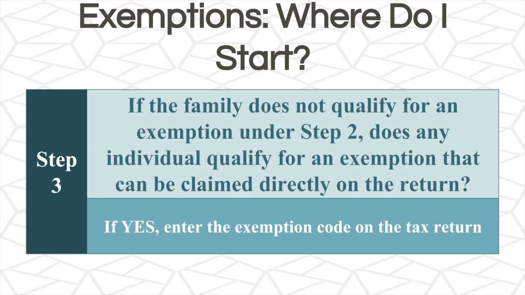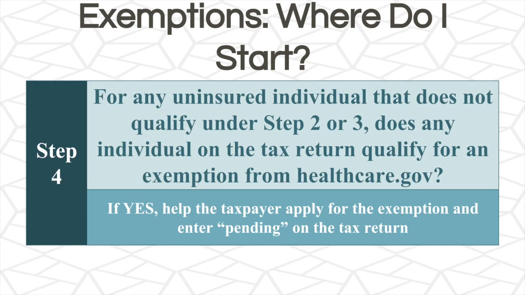So if they don't qualify for the first two, we need to see if they qualify for an exemption that can be claimed directly on the tax return, and we'll talk more about those in just a second. For any individuals that don't meet steps 1 through 3, we basically check to see if they would qualify for an exemption from healthcare.gov. We would basically be retroactively trying to get that ECN number as we're filing the return. So if they do qualify for one of those hardship exemptions, we basically enter pending on the tax return where the ECN would go, and then we can help the taxpayer apply for that exemption through the marketplace.